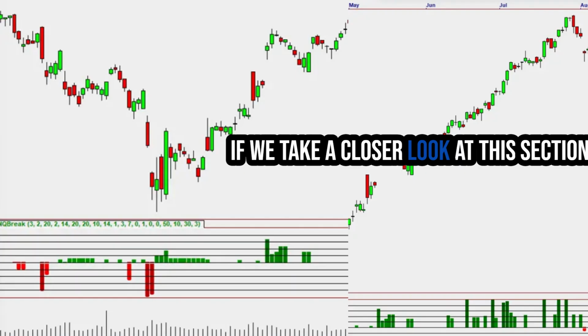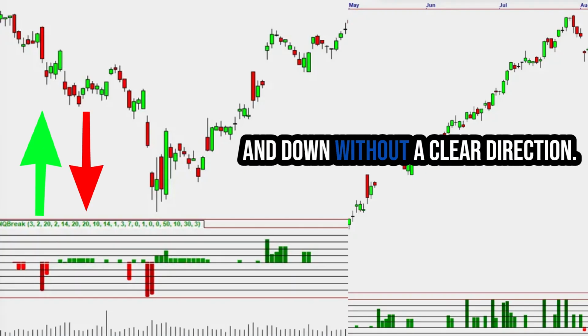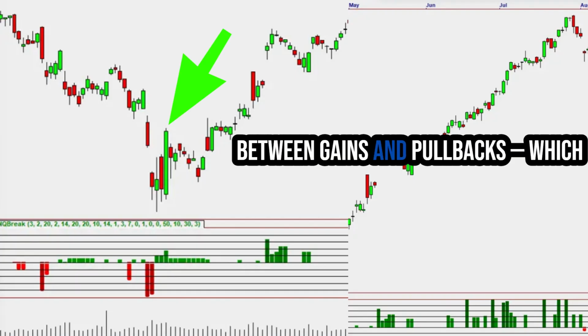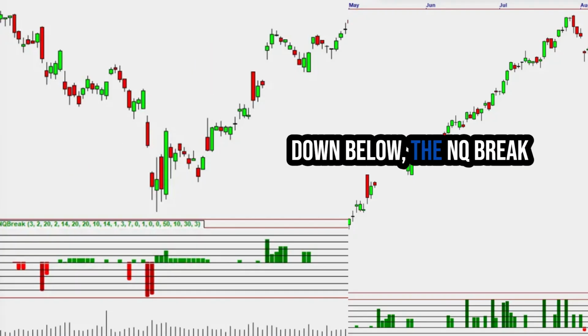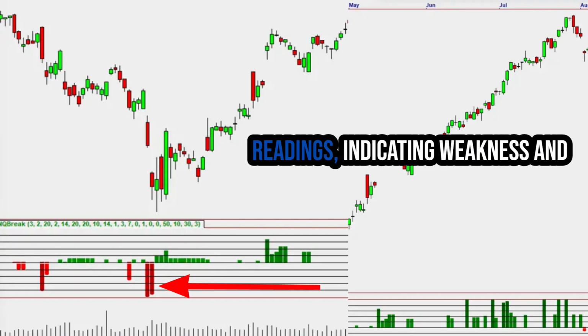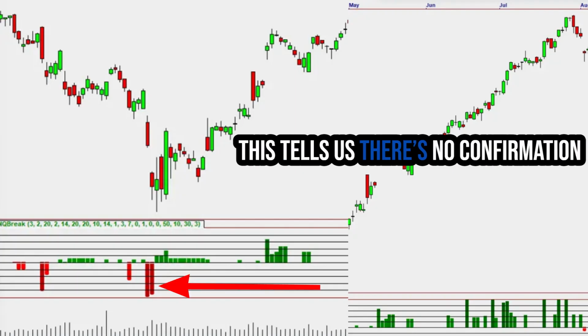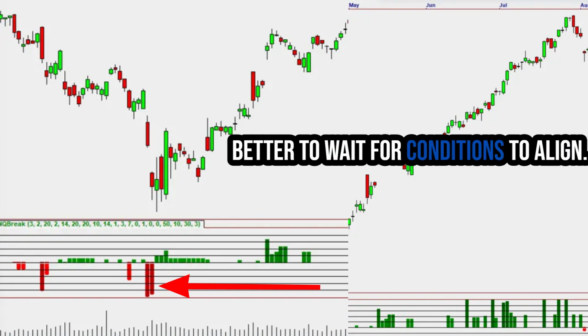If we take a closer look at this section of the chart, you'll notice that price action on the left side is moving up and down without a clear direction. The candles are mixed, alternating between gains and pullbacks, which tells us the market is still undecided. Down below, the NQ Break histogram is showing red readings, indicating weakness and a lack of breakout momentum. This tells us there's no confirmation yet for a sustained move, so it's better to wait for conditions to align.